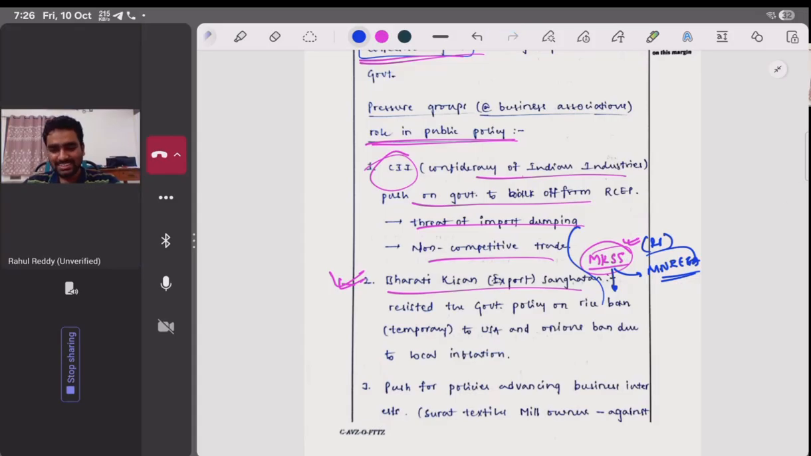Okay, pressure group plays a... just a minute, let us read the question. Pressure group plays a vital role in influencing public policy making in India. Explain how the business association contribute to public policies.